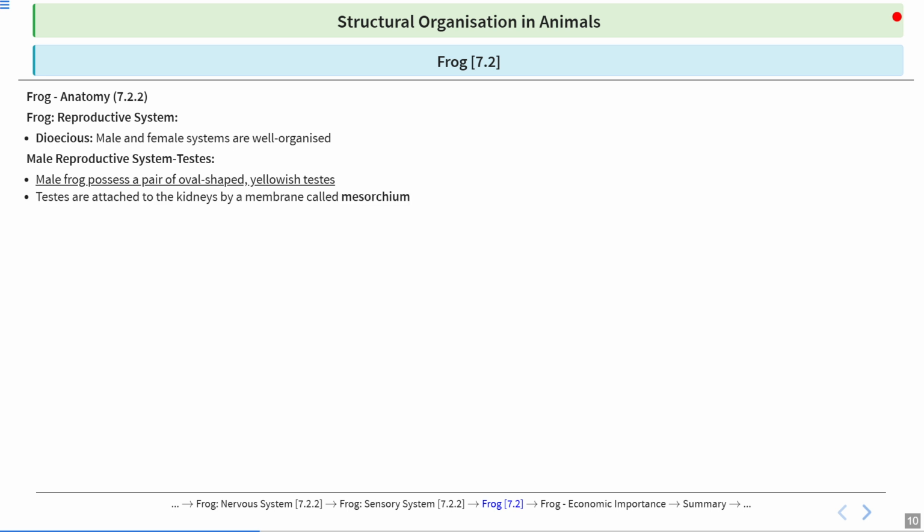Testes are attached to the kidney by the membrane that is called the mesorchium. This membrane is very, very important. Through this membrane only, the testes are attached to the kidney. And if by any chance this membrane is detached or torn, the kidney will move here and there. So to place the kidney at one particular place, the mesorchium is a very important membrane.